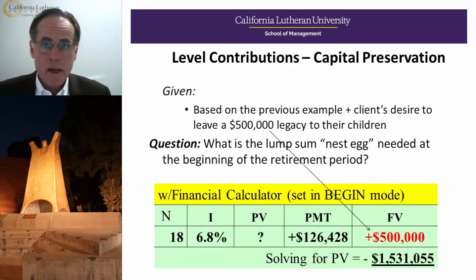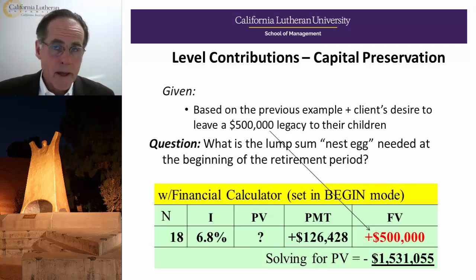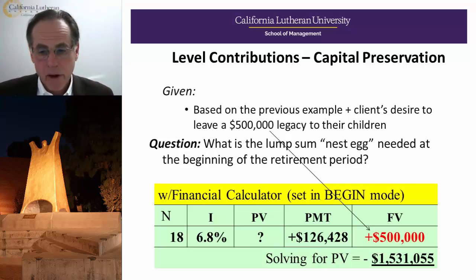Let's modify that last sample by saying, well, in this case, the client would like to leave a legacy to heirs. And that legacy is going to be $500,000, and that's just going to be flat. It's not going to increase by anything, $500,000. So again, now we solve for the lump sum needed on day one of retirement.